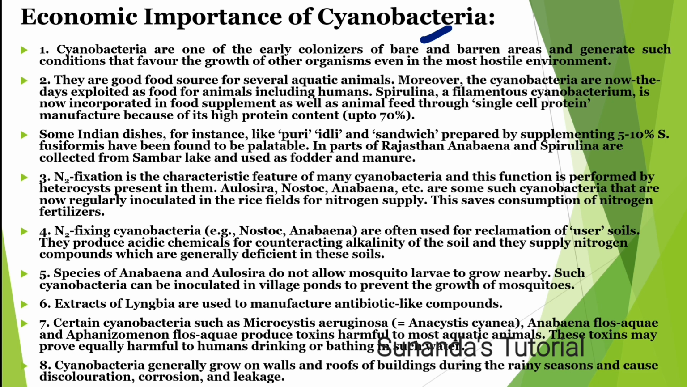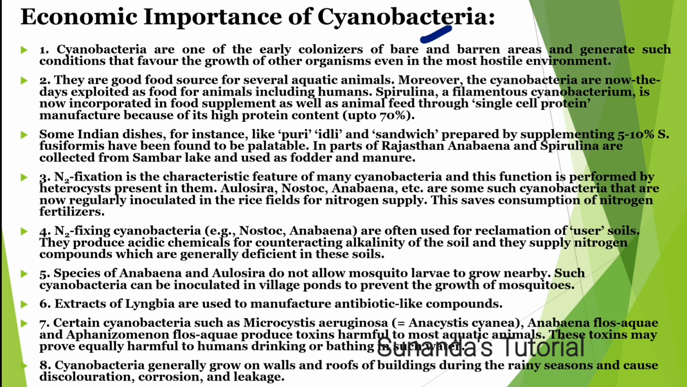Next, in some parts of Rajasthan, Anabaena and spirulina are collected from Sambhar Lake and used as fodder and manure. Next, nitrogen fixation is a characteristic feature of cyanobacteria. This function is performed by heterocysts present in them. Aulosira, Nostoc and Anabaena are some such cyanobacteria that are regularly inoculated in rice fields. Mainly Aulosira is found in rice fields. This saves the consumption of nitrogen fertilizer.